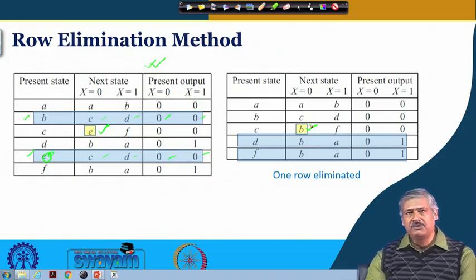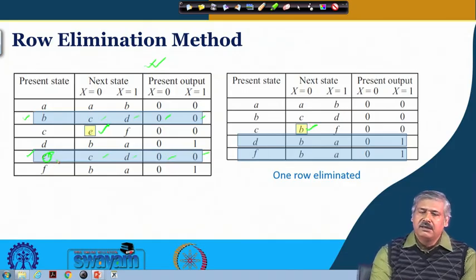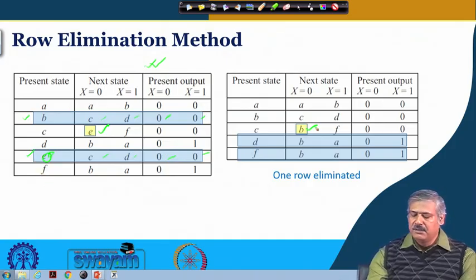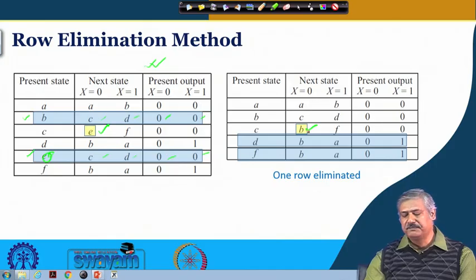So, this is what we have done. One row has been eliminated, and the one that has been eliminated is replaced, wherever it is referenced, with the equivalent one that is eliminating it, that is B over here.